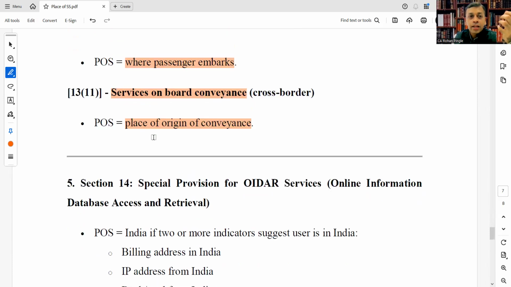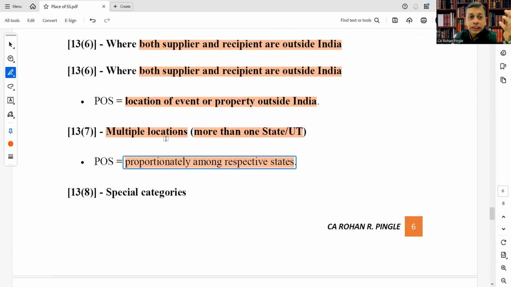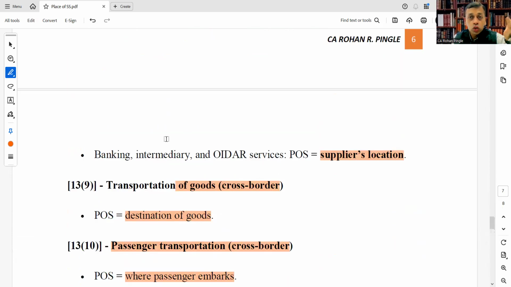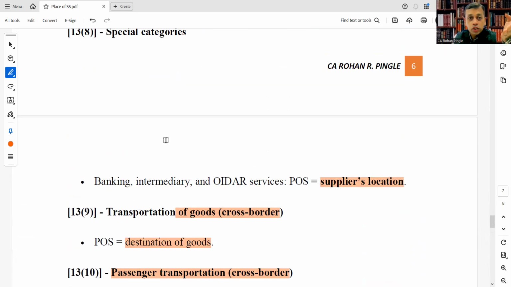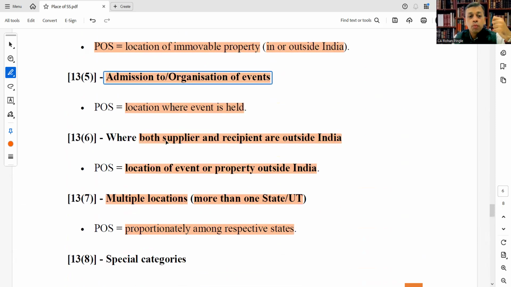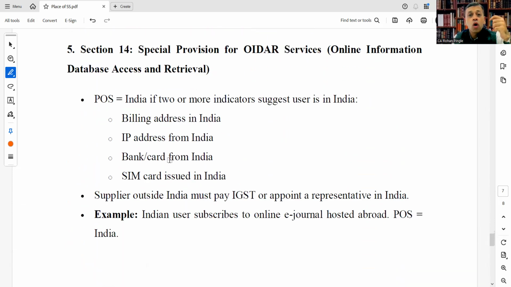So, in section 13, we have studied subsections 2, 3, 4, 5, 6, 7, 8, 9, 10, and 11. Subsection 2 talks about the default: if a case is not covered by the special subsections, then it will be the default. Let's move on to section 14, special provision for OIDAR services, that is online information database access and retrieval. Very important section.